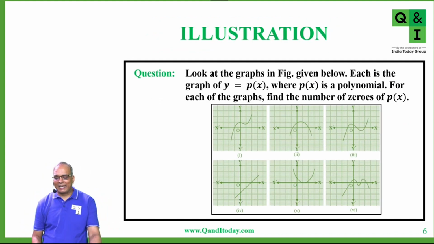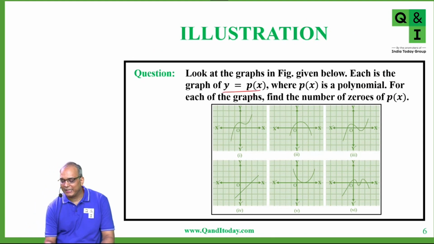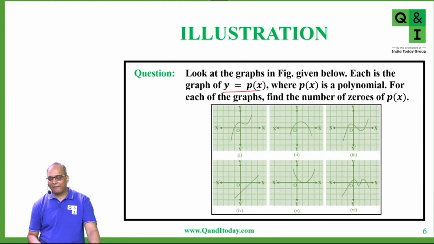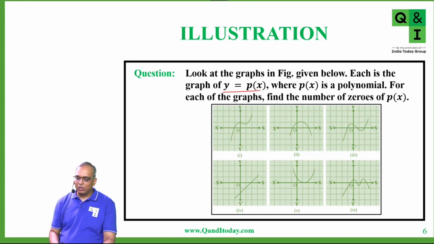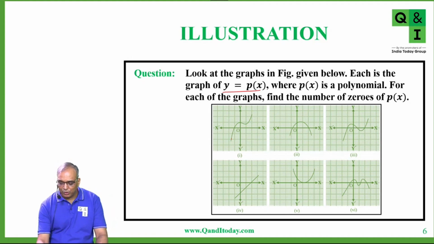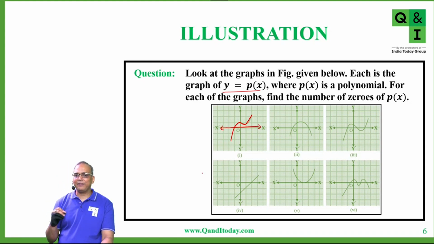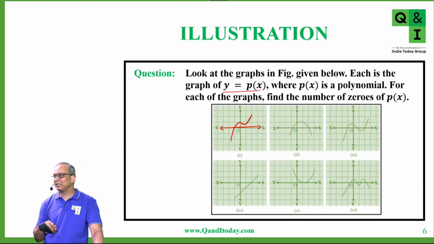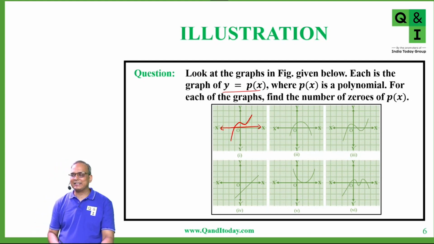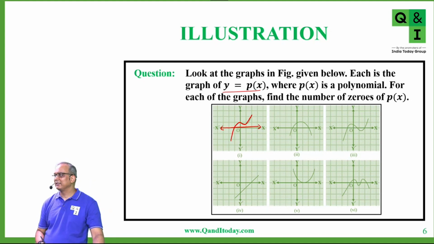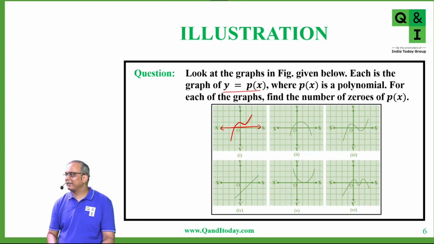Now here, look at the graph in the figure given below. Each is the graph of a polynomial y is equal to p(x). For each of the graphs, find the number of zeros of the polynomial. I'll ask you one by one. The geometrical representation we saw is that when the graph cuts the x-axis at a point, that is the zero. So how many times is it cutting the x-axis in the first case? One time. So the number of zeros here is 1.